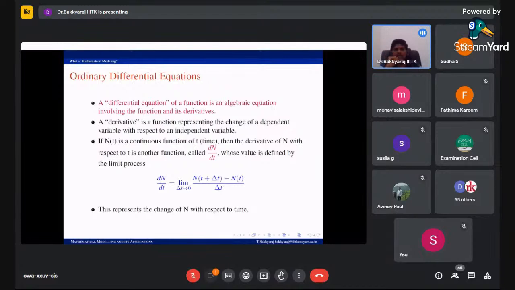So we are all pretty much familiar with the differential equation. It is just an algebraic equation involving a function and its derivatives. Derivative is nothing but the rate of change of a given function. This is the basic definition of a derivative, the limit of the difference quotient. When delta t tends to 0, it becomes dN/dt. This is the rate of change.